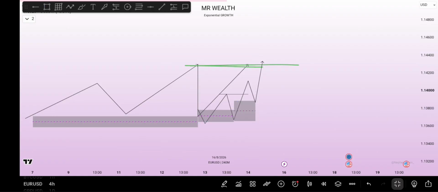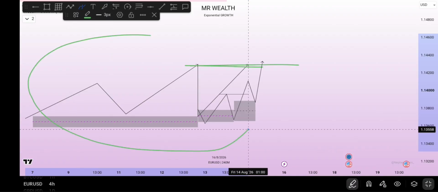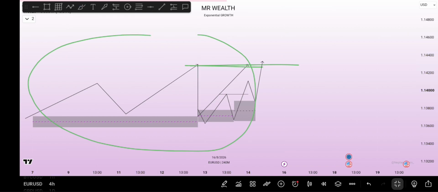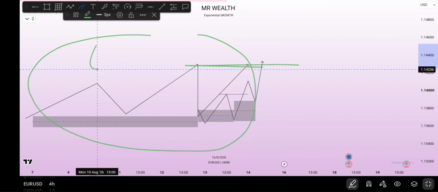So we use the 4 hour to get direction and possible POI. Then we'll go down to the 15 minutes. Because I know most of you watching this video know what type 1 is, we'll just explain it. We use two time frames. So this whole thing here is the 4 hour move, the 4 hour structure.